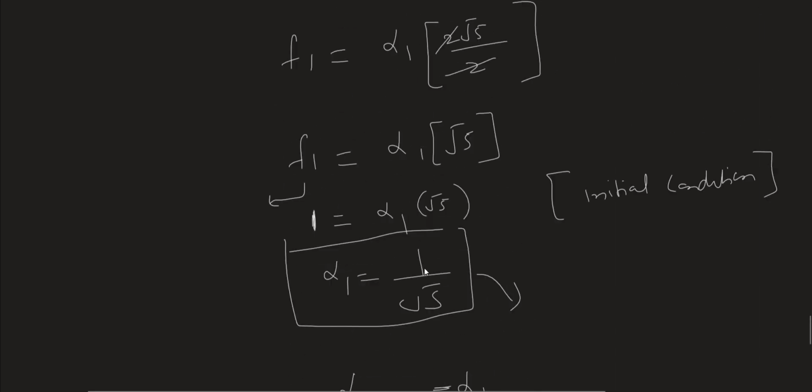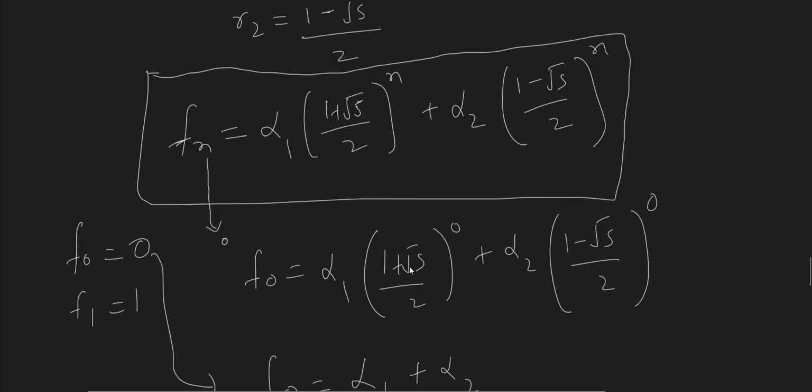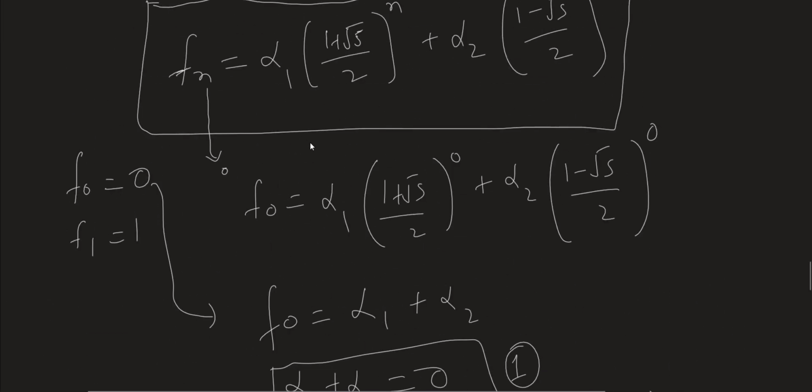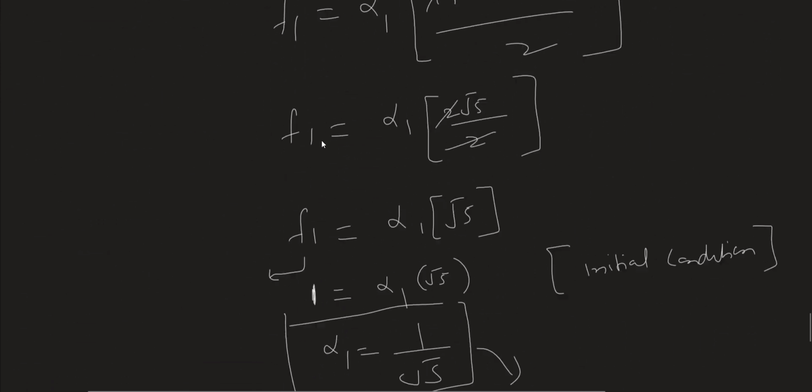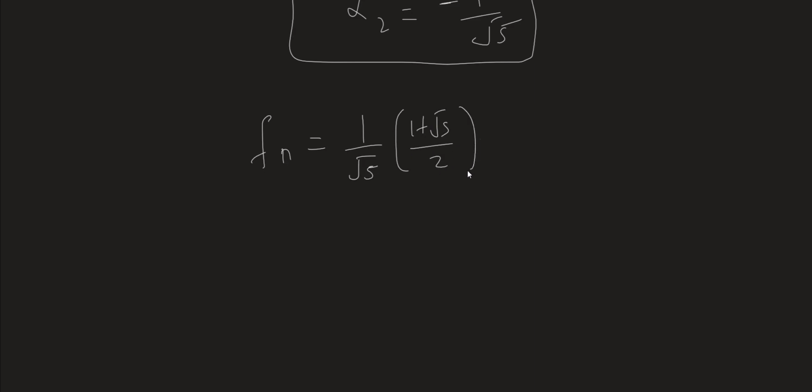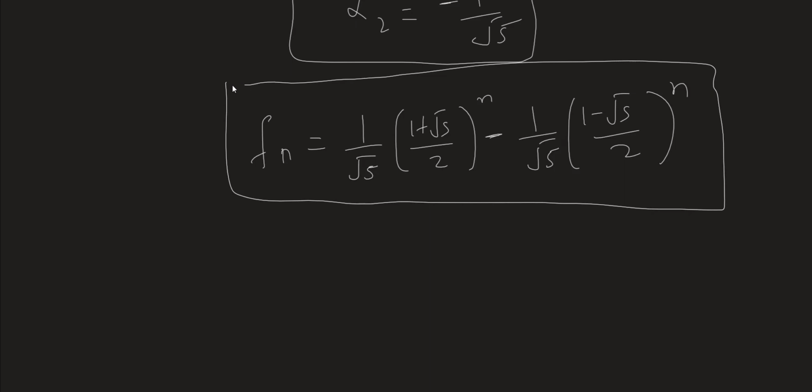Then we can put them in the equation which gives us the solution, which is this one. Then Fn will be equal to 1 by root 5 times (1 plus root 5 by 2) raised power n minus 1 by root 5, which we obtained here as alpha 2, times (1 minus root 5 by 2) raised power n. So this is the solution of this recurrence relation, which represents the Fibonacci numbers.